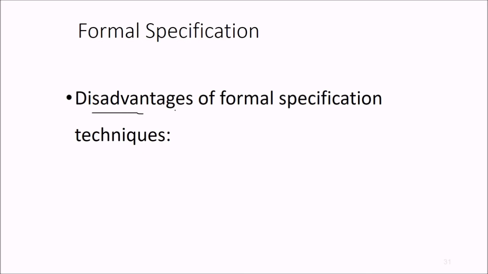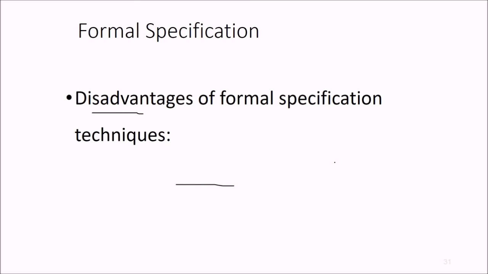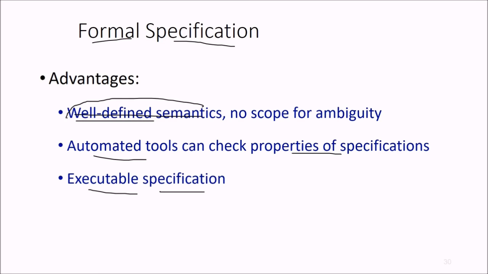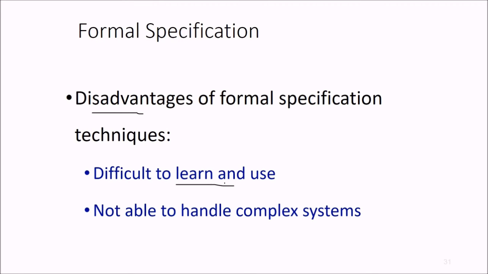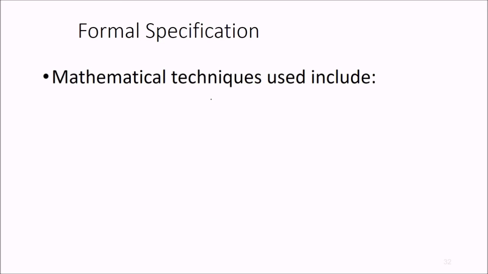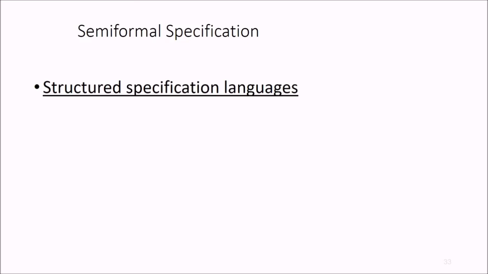But there are disadvantages of this formal specification technique. Because we have complex logic here, it is difficult to learn and use because it will already be in well-defined semantics form. So you have to be very cautious and aware of these semantics. And apart from being difficult to learn and use, for handling complex systems, this is not advisable. And these mathematical techniques which I just mentioned, what are they going to include? They will have logic based theory, set theory, some algebraic specifications, or you can have even finite state machines you might have heard and learned in your automata classes.